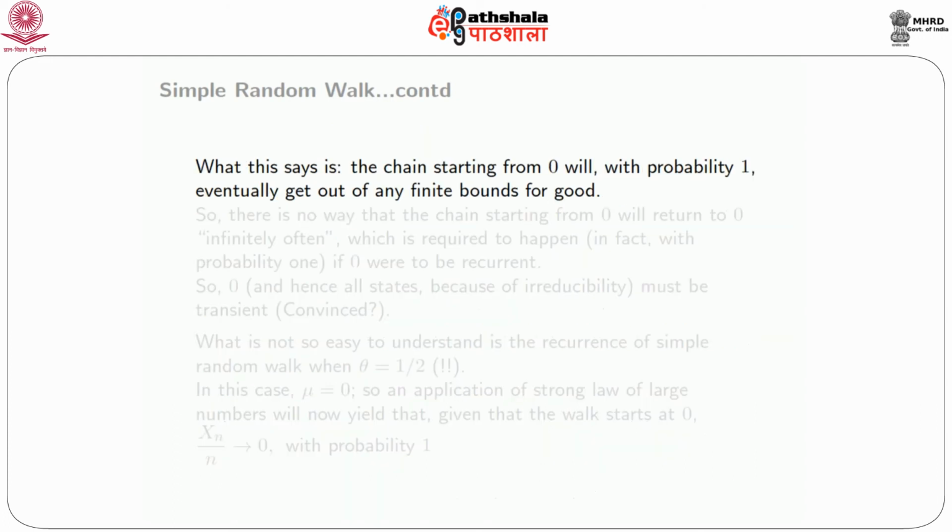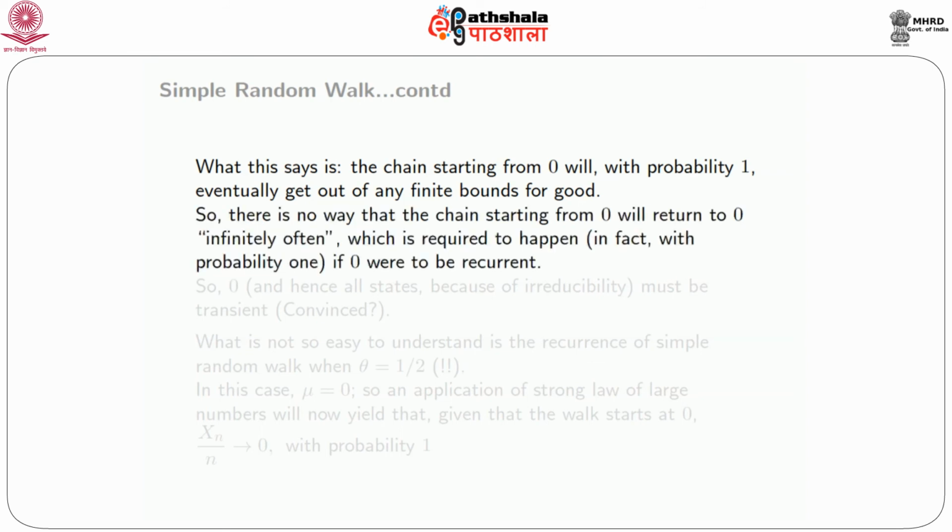What this says is that the chain starting from 0 will with probability 1 eventually get out of any finite bounds for good. So there is no way that the chain starting from 0 will return to 0 infinitely often. Remember, that is required to happen, in fact, with probability 1 if 0 had to be recurrent. So therefore 0 and hence all other states, because of irreducibility, must be transient. So this is a consequence of the law of large numbers in case theta is not half.